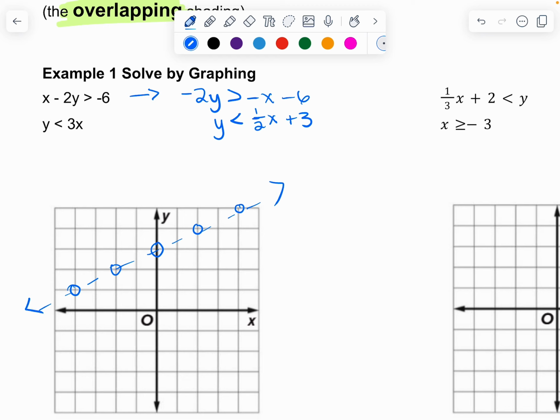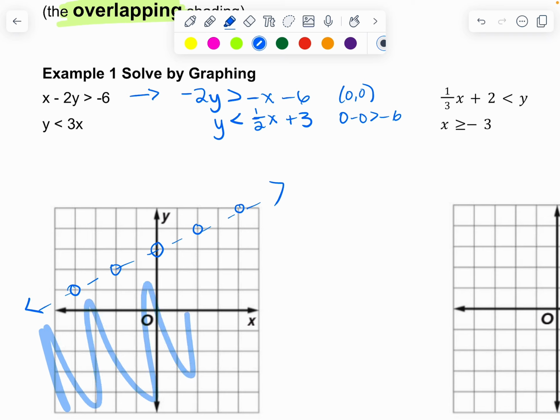Now the shading on this. Okay, if I use the point 0, 0, is 0 minus 0 greater than negative 6? Yes, 0 is greater than negative 6. So this part is shaded.